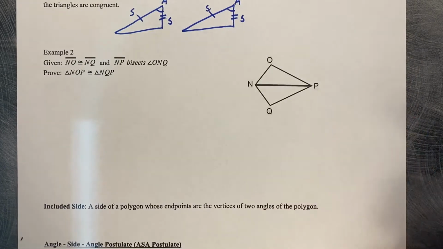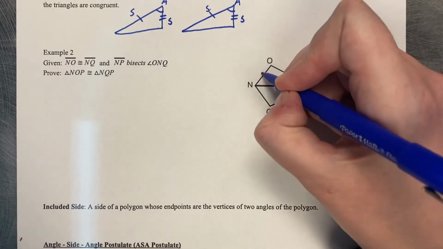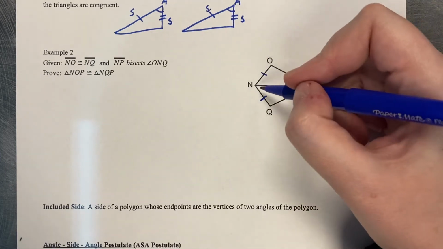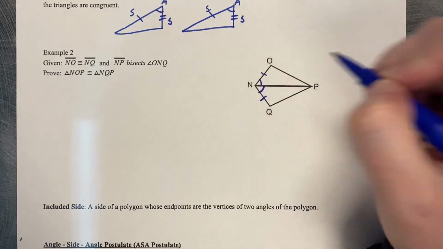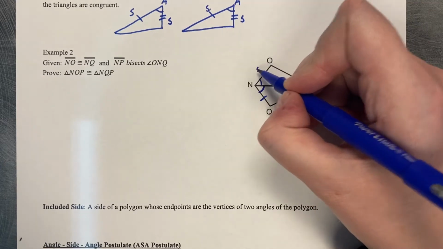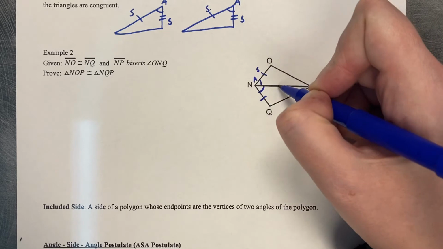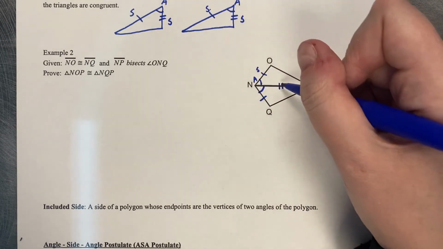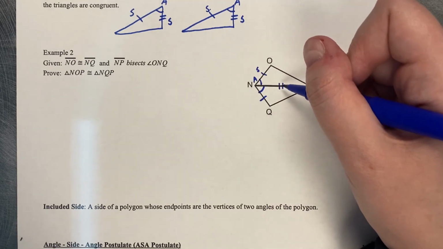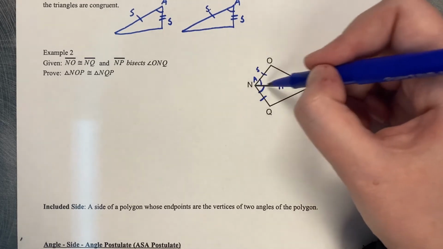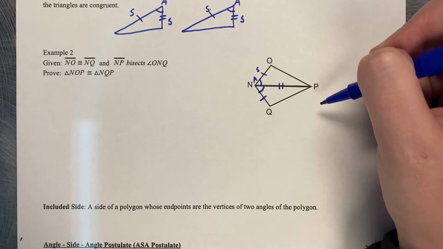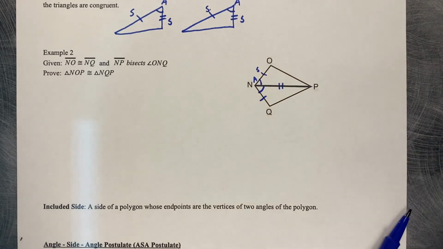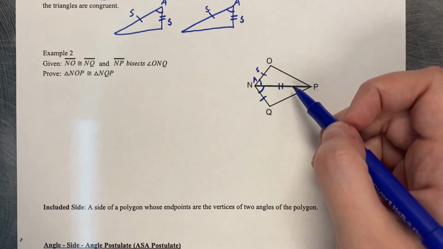So example number 2, NO is congruent to NQ, and NP bisects angle ONQ. So that means that this angle is congruent to this angle. So now I've got a side and an angle, and now I just need this third piece of information, but second side. So we're going to do the same thing we did on the last one, where we're going to say that NP is a shared side between the 2. You can call it reflexive property or shared side. That's really what's happening there, is that they share that side.